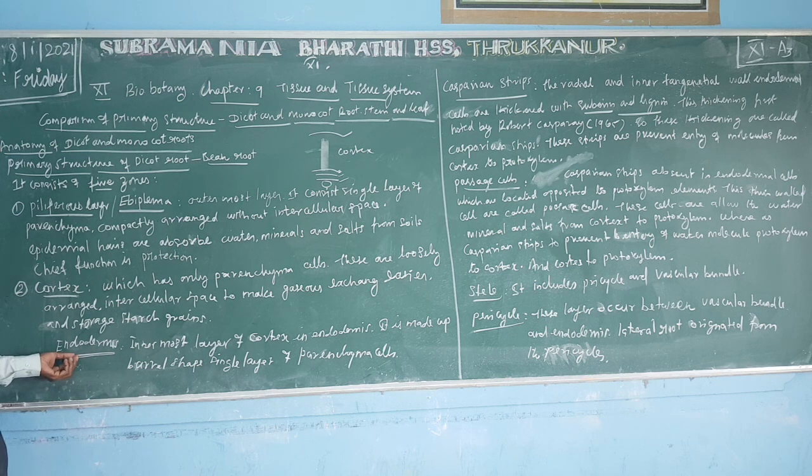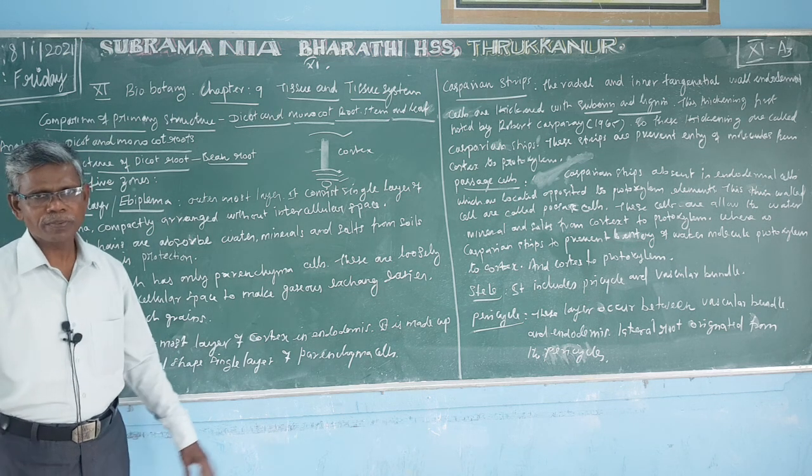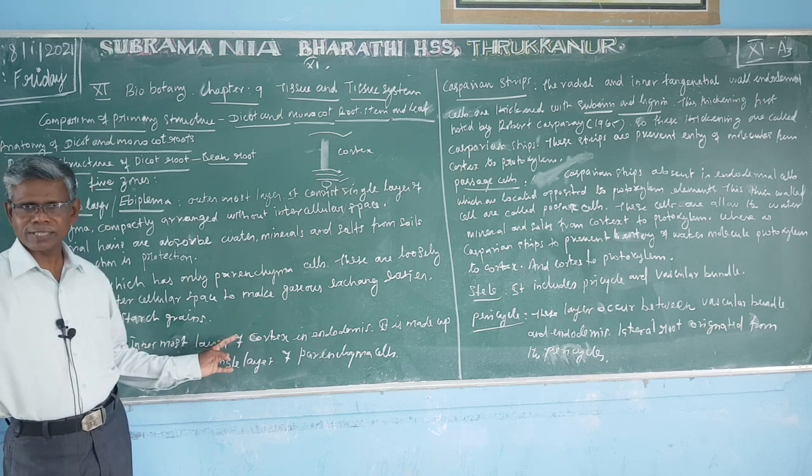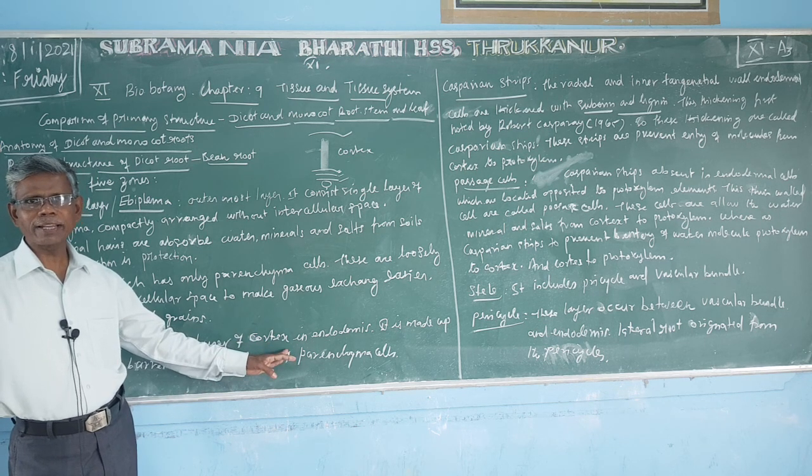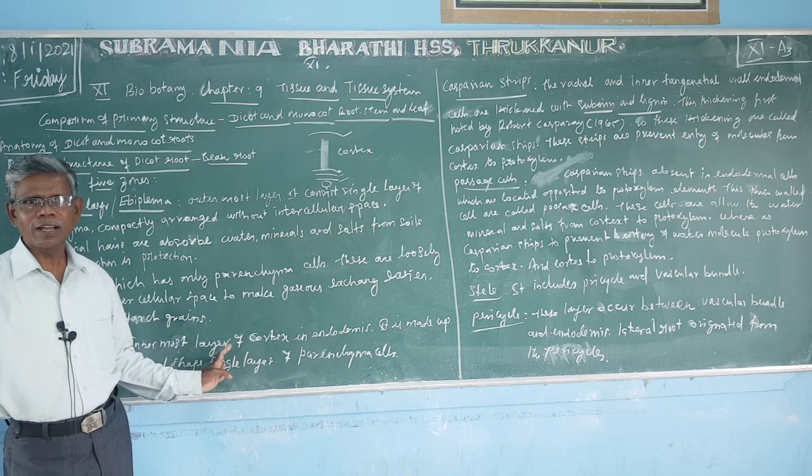Inward, the internal layer of the cortex is called endodermis. The innermost layer of the cortex is called endodermis. It is made up of a barrel-shaped single layer of parenchymal cells. So the internal layer of the cortex, which is made up of a barrel-shaped single layer of parenchymal cells, is called endodermis.